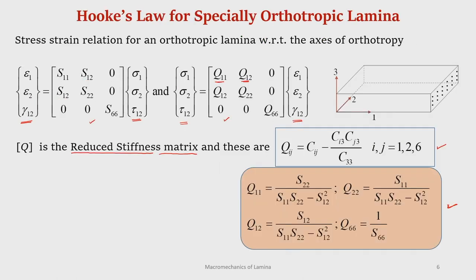So we have established the reduced stiffness matrix and the compliance matrix for an orthotropic unidirectional lamina, where of course the stresses and strains are referred with respect to the 1, 2, 3 directions, or the directions of orthotropy.